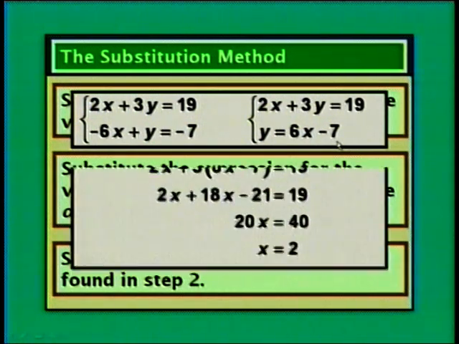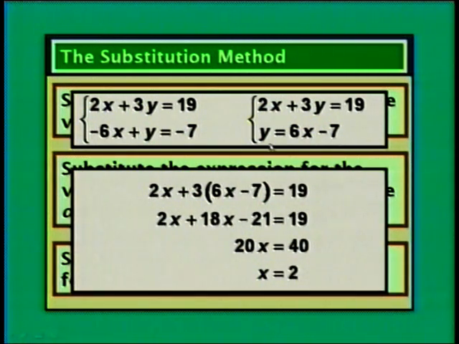So let's see what that would look like. Here I have the expression 6x - 7, which I'm going to substitute for y, but I'm going to make the substitution in the first equation. And that's going to give me 2x + 3(6x - 7) = 19. After I go through the solving process, I see that the x-coordinate of the solution to this system of equations is 2. But remember, it's going to take 2 coordinates to be a complete solution.